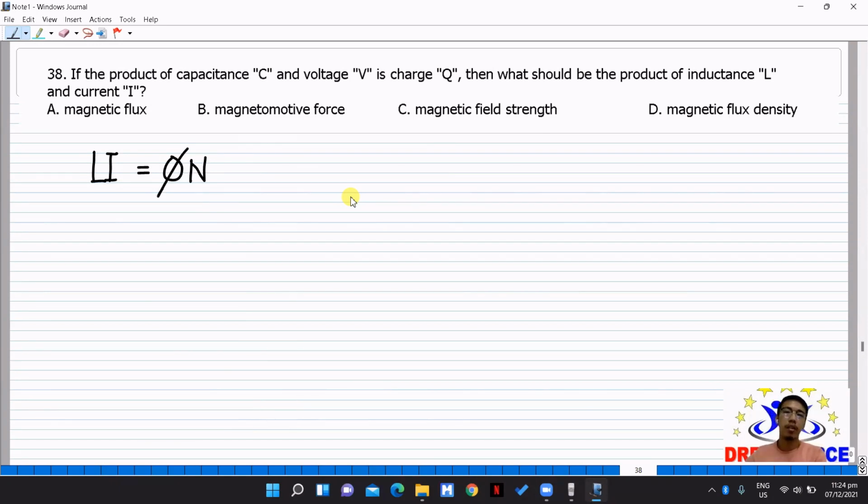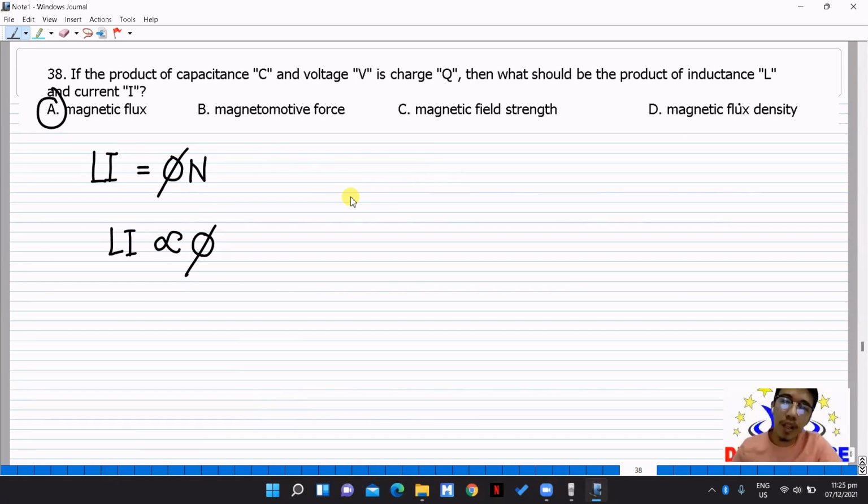Maybe baka kulang ito. Baka dapat meron siyang relation with respect to number of turns. Or kung ginawang constant yung N, pwede. So the answer is the magnetic flux. Kung ginawa siyang directly proportional, for example, the product of LI is directly proportional to flux. Ayan, yung K natin dyan, di ba LI equals K flux. Yung K is the number of turns. Ayan, pwede. Meron siyang relation with respect to proportionality. So the answer here is letter A.